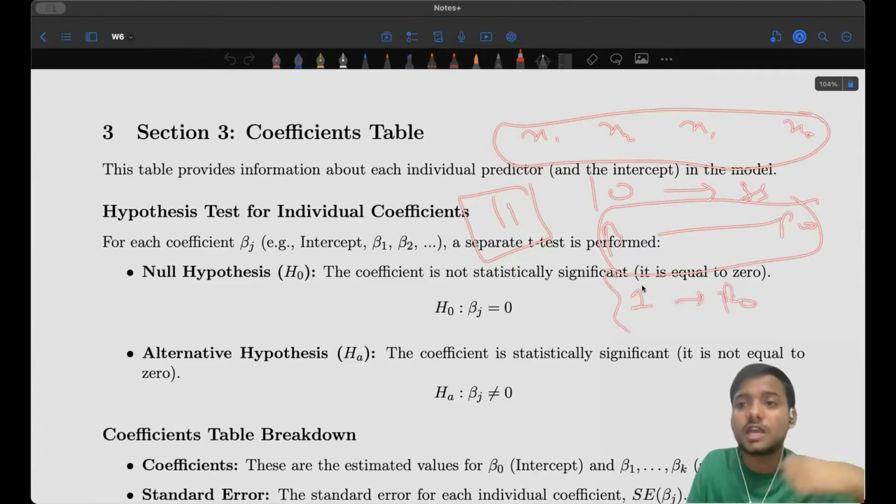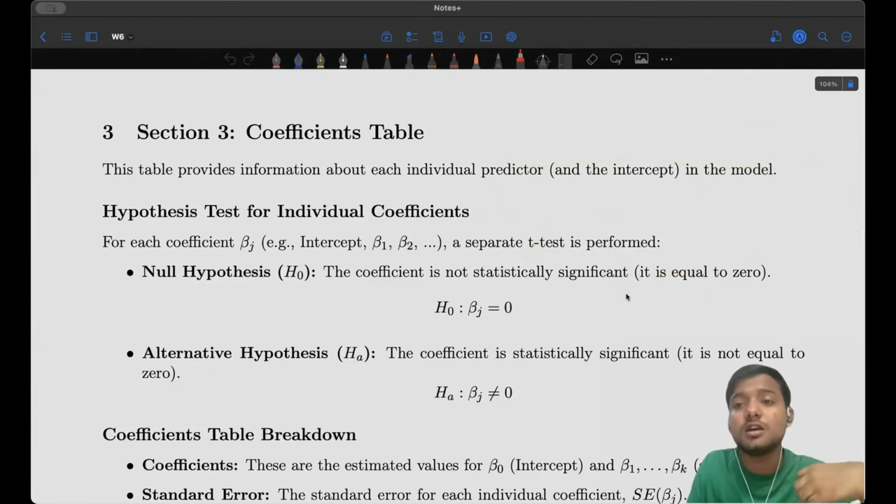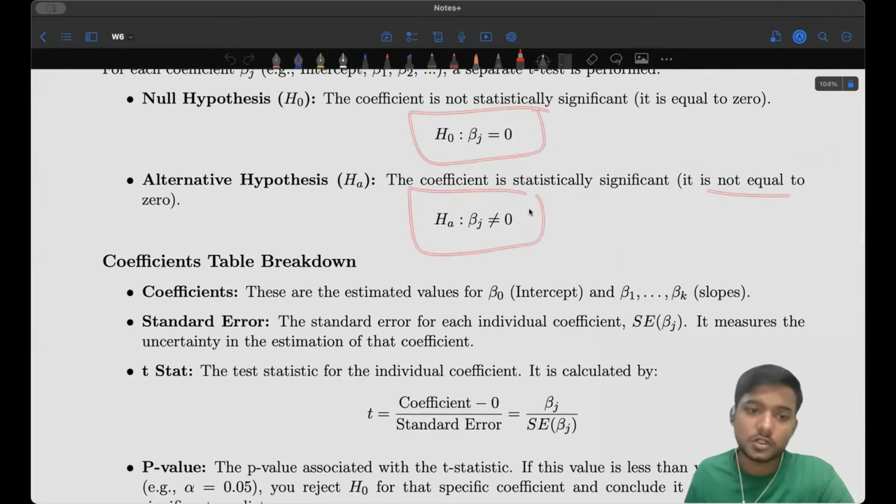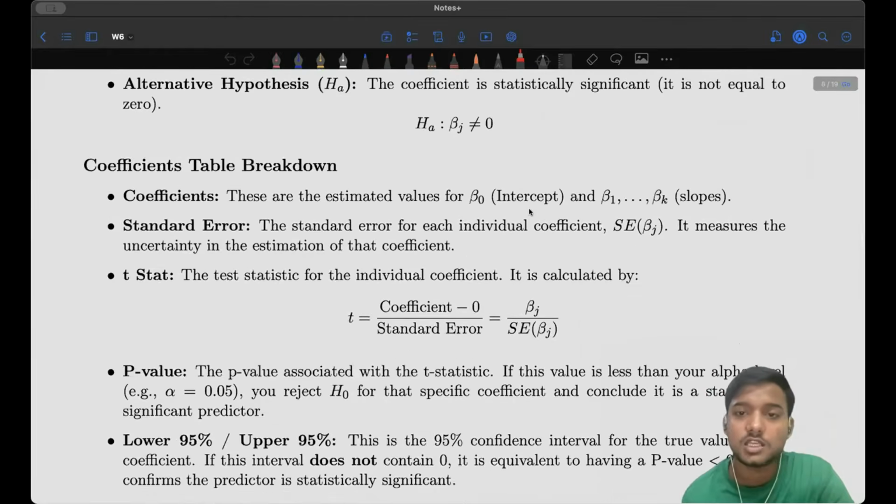So remember, if I have k variables, I would be performing k plus 1 t-tests. And what is the alternate hypothesis? The coefficient is statistically significant, or you can say it is not equal to 0. So this is what your null hypothesis and alternate hypothesis look like.